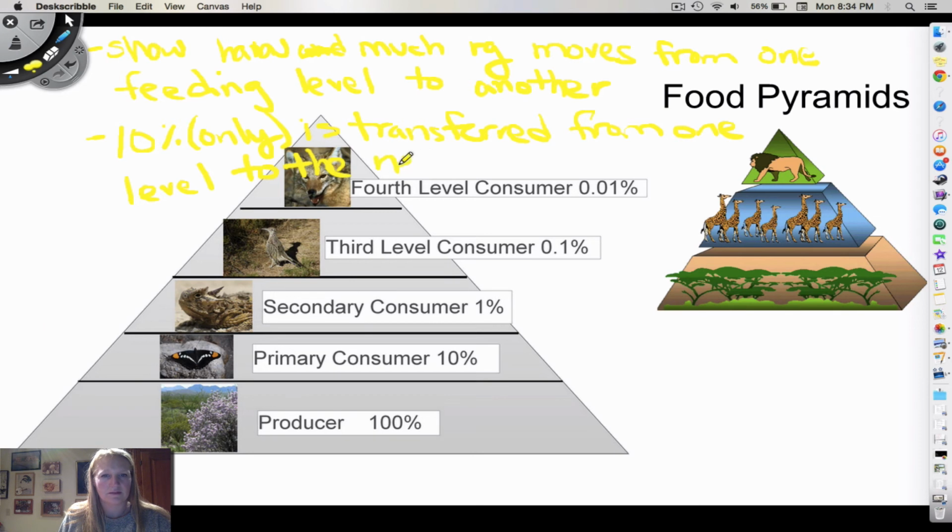Sorry, writing all over the poor picture. Okay, because the remaining 90%, the 90% that is not transferred, is lost to heat up the original organism, okay? So here's the producer. The producer holds 100%. They have made all 100% of the energy. When this primary consumer comes and eats some of the energy from this producer, they are only getting 10% of the 100% that is contained within that producer, okay?